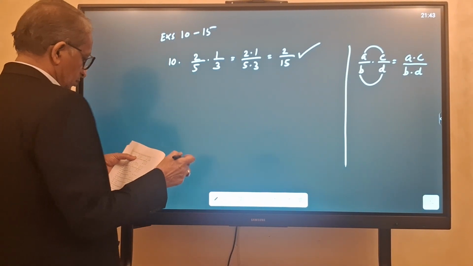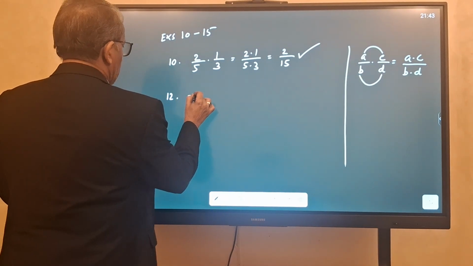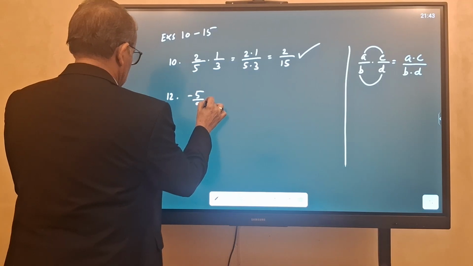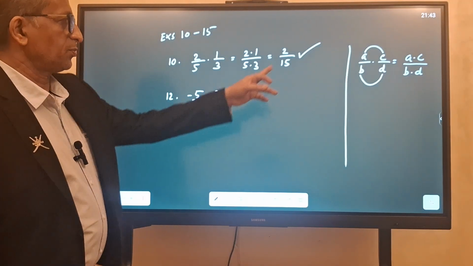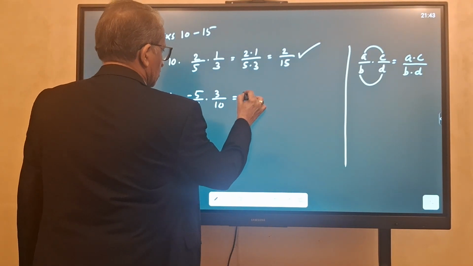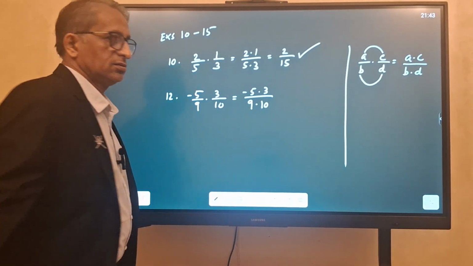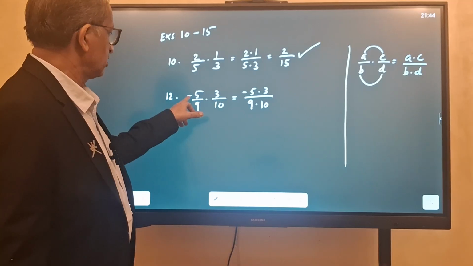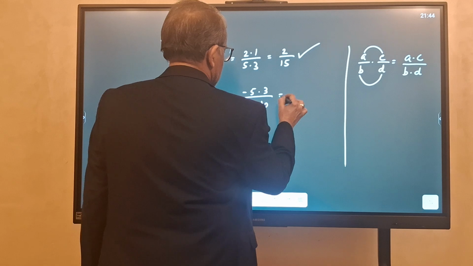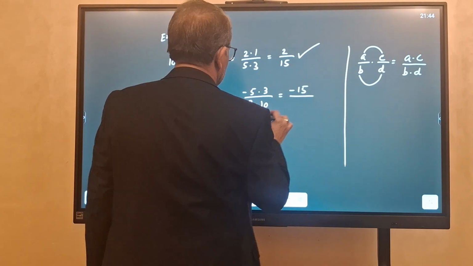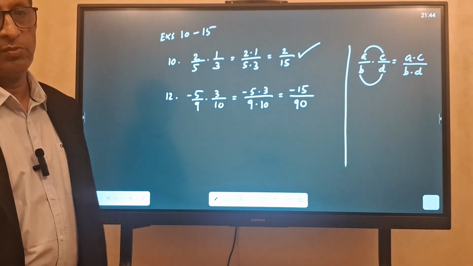Let's take question number 12: minus 5 by 9 dot 3 by 10. Let's apply the same formula. Minus 5 dot 3, 9 dot 10. I multiply up and down. Note that there is only one minus, either you take it up or down. So minus into plus, minus 15, and 9 into 10, that is 90. This is how we multiply.